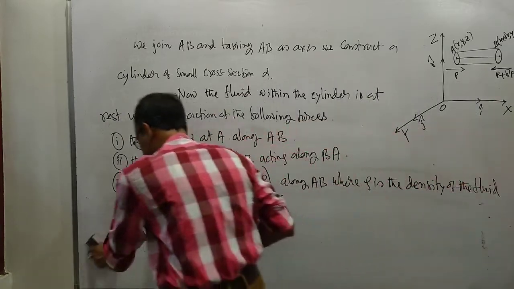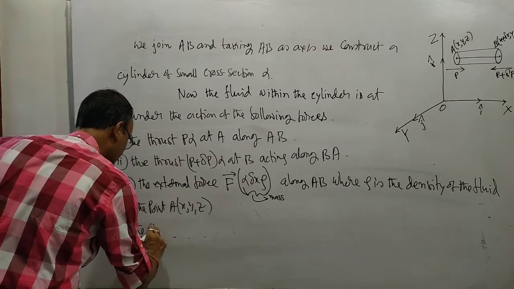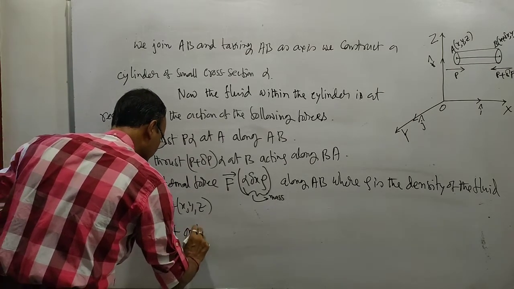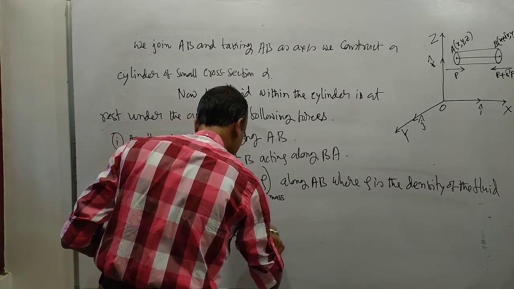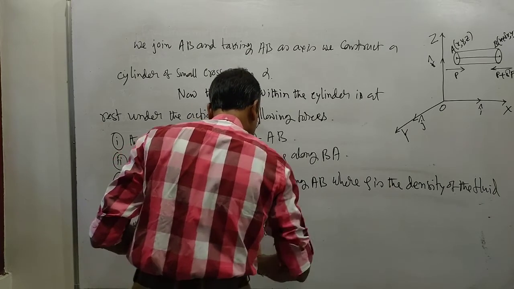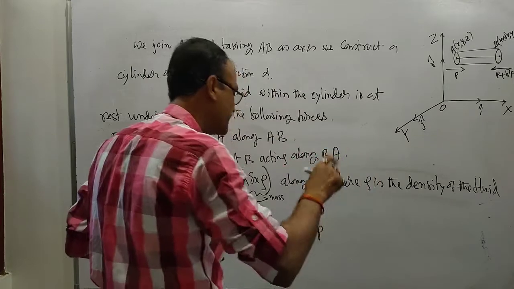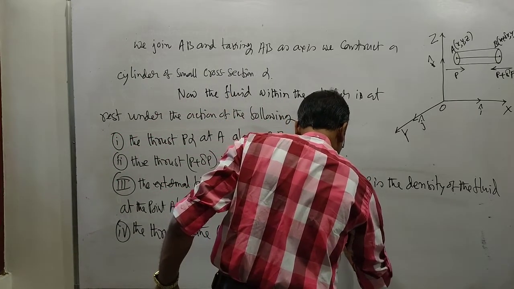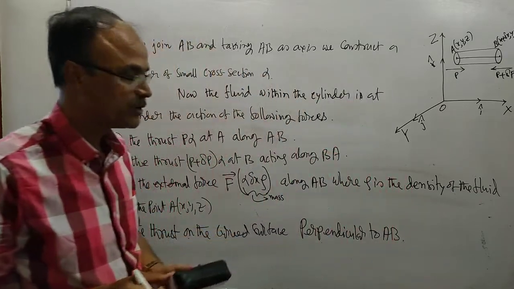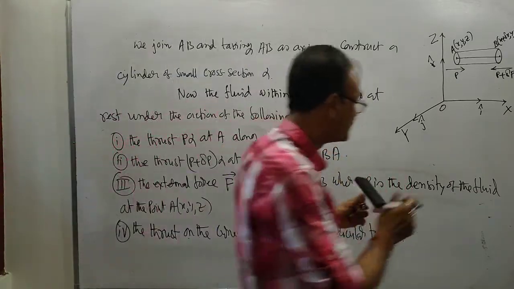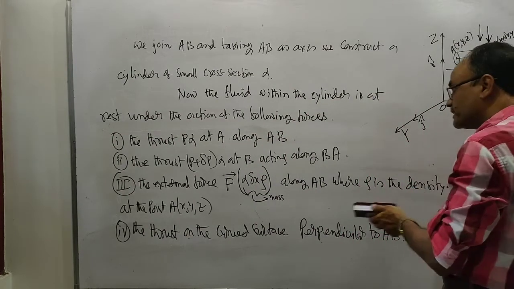Number four, the thrust on the curved surfaces, acting perpendicular to AB. These are the curved surfaces, which will be like this, perpendicular to AB.